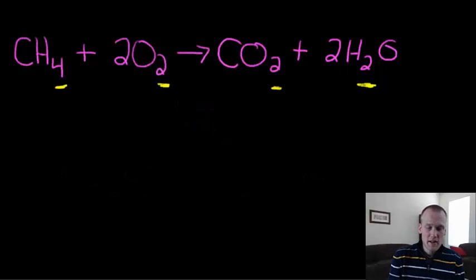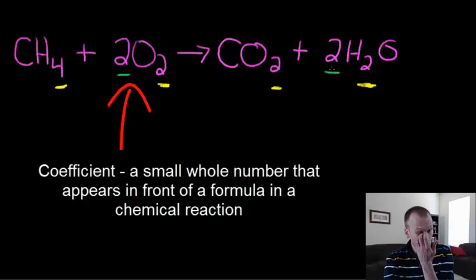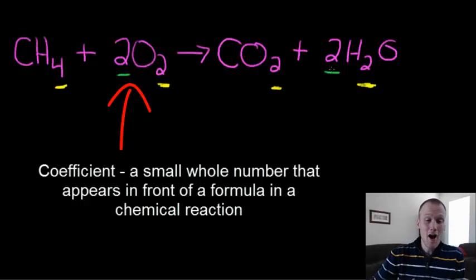The other number that you aren't as familiar with, but still familiar with, is this number right here. That number is called a coefficient, and that's your first blank on your worksheet there. A coefficient is telling us how many molecules are present in that equation. And what that does is it provides a ratio for us.